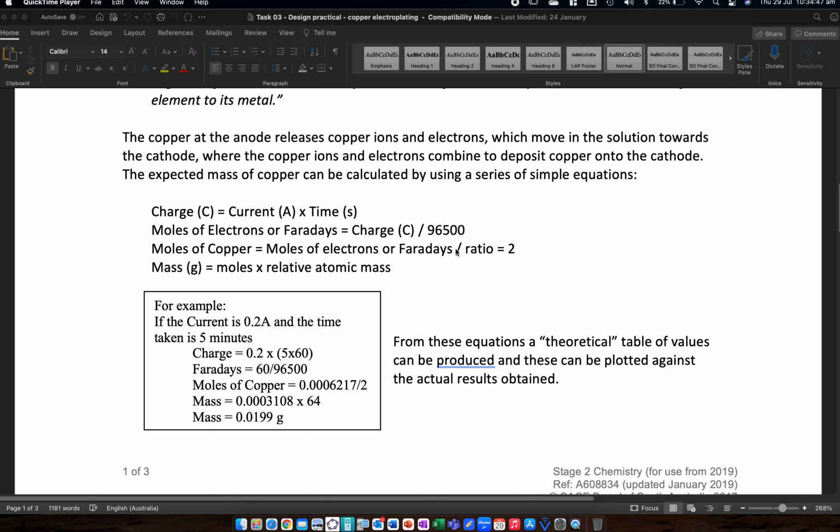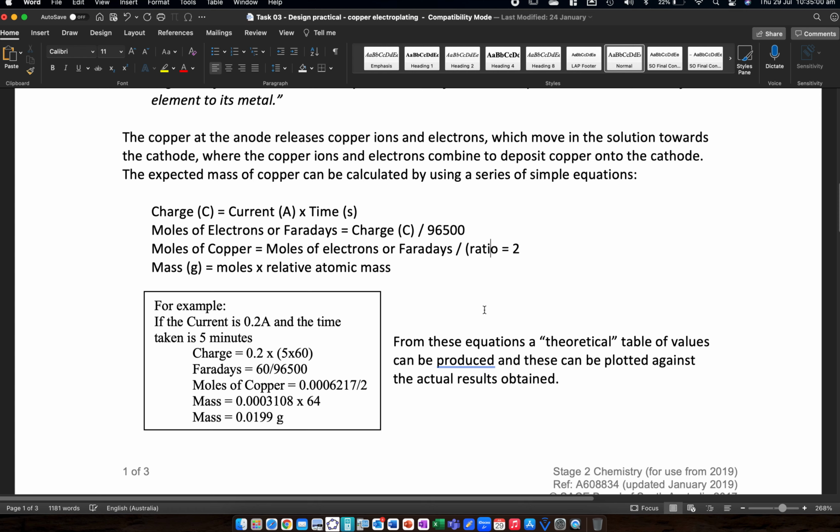So that's not written very well in this. It's not that divided by that equals 2. It should have been that moles of electrons is divided by the ratio. Maybe if I put that into brackets to make it look a bit neater, which is actually dividing by 2. It's only dividing by 2 in this case because each copper needs 2.